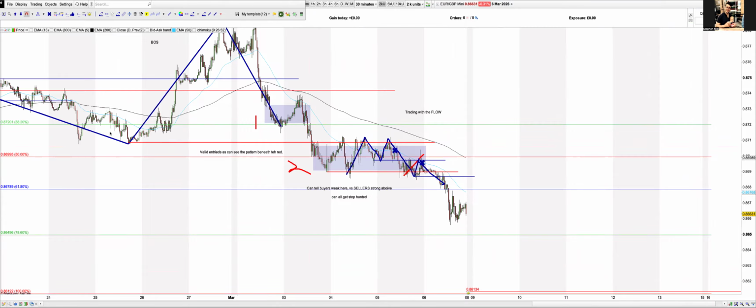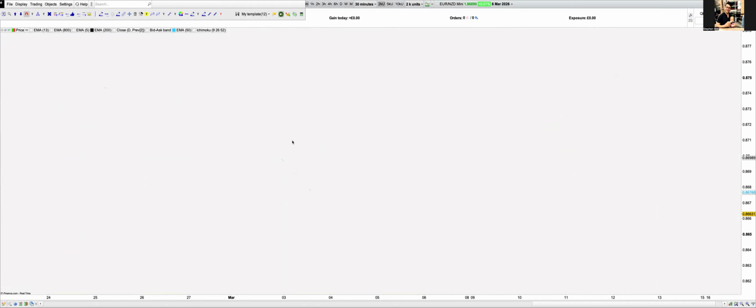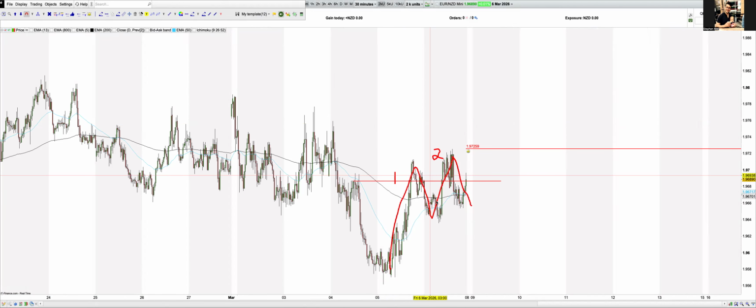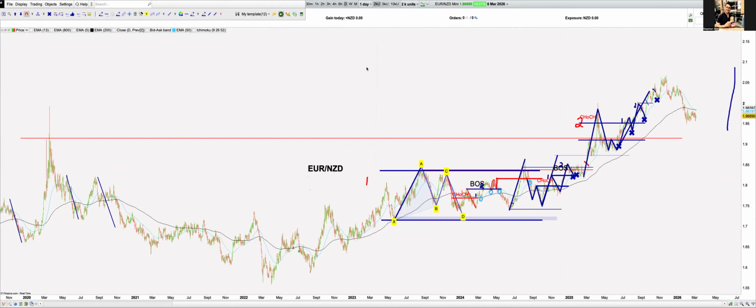We sent USD CHF, which we cancelled because of data and the volatility. We had a losing trade on GBP USD, and that was about it, folks. Pretty dry. Euro USD, Euro NZD is very similar. Got an interesting structure with a 1, 2. We'll see if we get up to that 3 level.